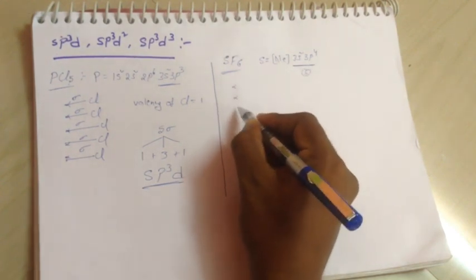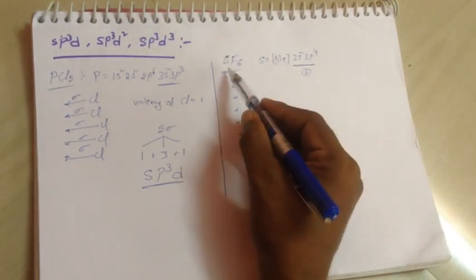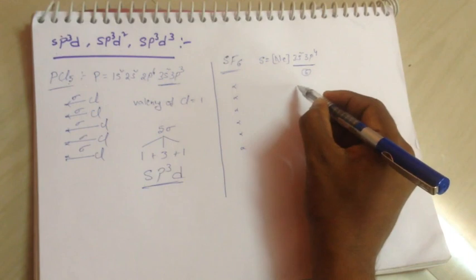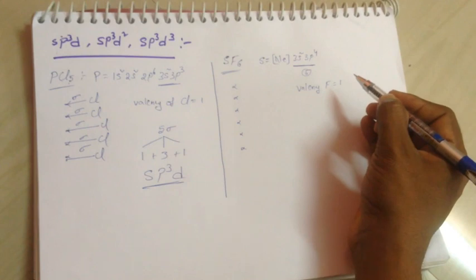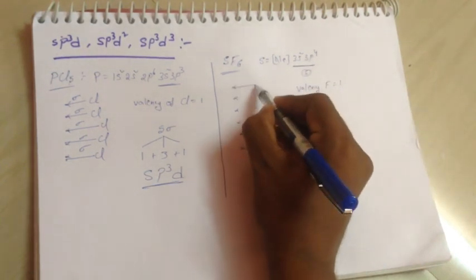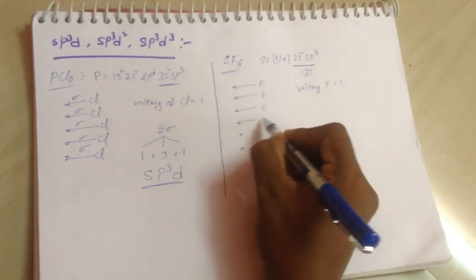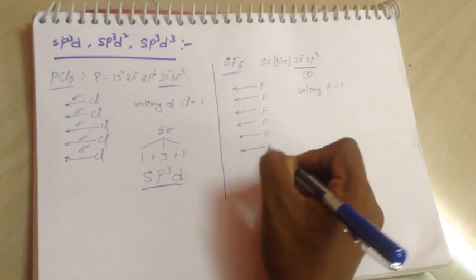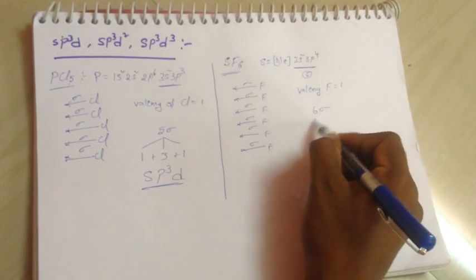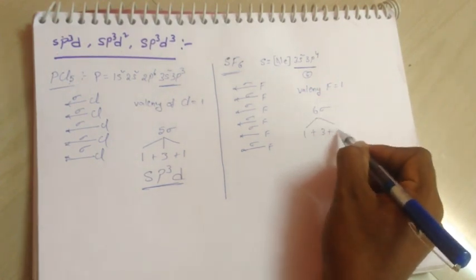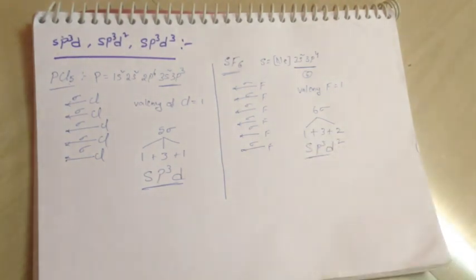See, here I am writing 6 valence electrons: 1, 2, 3, 4, 5 and 6. Next step: which atom is attached to the central atom? Fluorine. What is the valency of fluorine? The valency of fluorine is also 1. It will form one bond with one electron. We have 6 fluorine atoms, so there are 6 sigma bonds here. 6 sigma bonds means how can you separate that? 1 plus 3 plus 2. That means sp3d2 hybridization here.